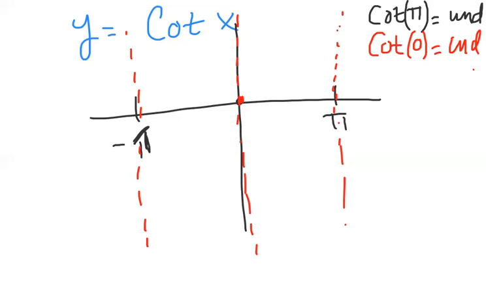Now, let's go ahead and find some points here in between, guys. So at pi over 2, which is halfway between 0 and pi, if you do cotangent of pi over 2, guys, it will give you 0. So you have an intercept right here. Same thing is happening over here.